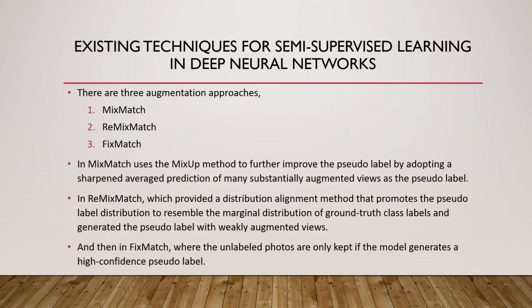The existing techniques for semi-supervised learning in deep neural networks. There are three approaches: MixMatch, ReMixMatch and FixMatch. MixMatch uses the MixUp method to improve the pseudo label by adopting a sharpened average prediction of many substantially augmented views as a pseudo label. After that, ReMixMatch provides a distribution alignment method that promotes the pseudo label distribution to resemble the marginal distribution of the ground truth class label. And the last one is FixMatch. In this, unlabeled photos are only kept if the model generates a high-confidence pseudo label.